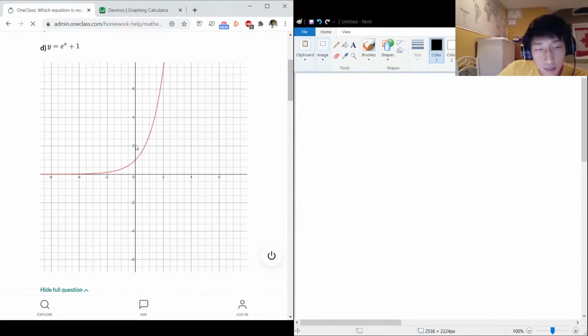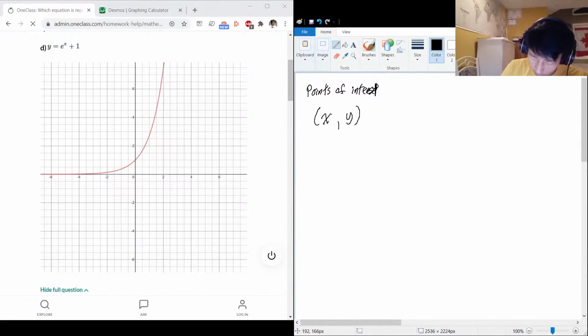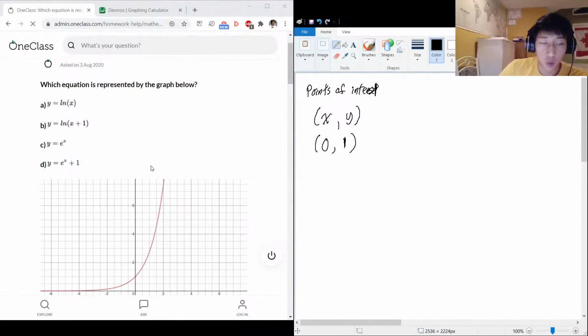My point of interest at when x is equal to 0. I'll write point of interest. Spelling is not my strong suit. When x is equal to 0, y is equal to halfway between 0 and 2, so that is 1. Okay, now we got 4 options. This is a little multiple choice thing here.